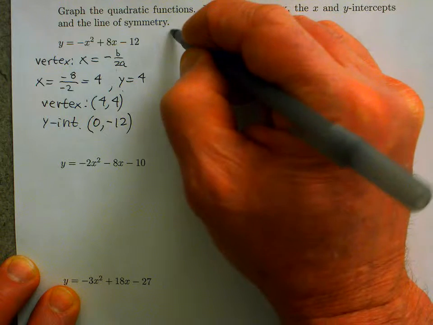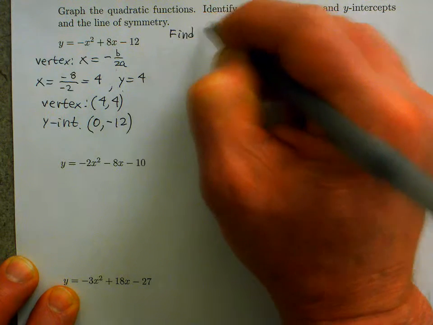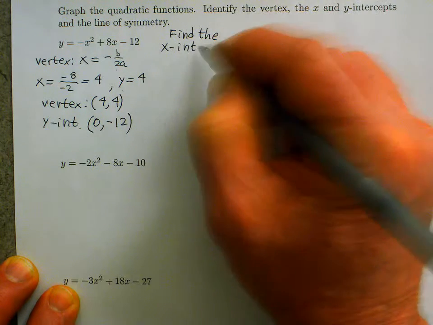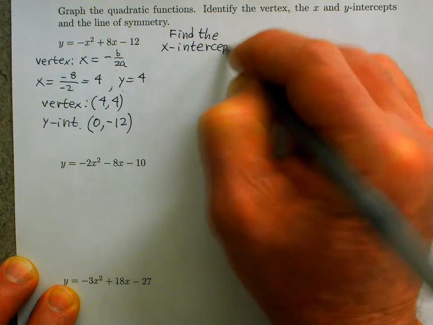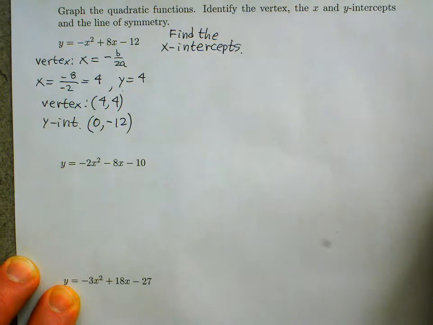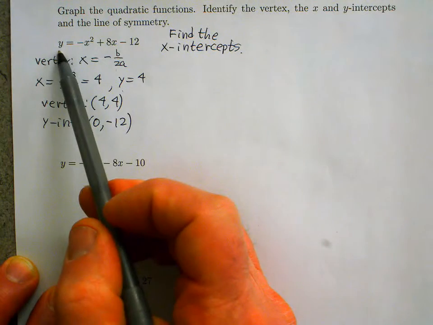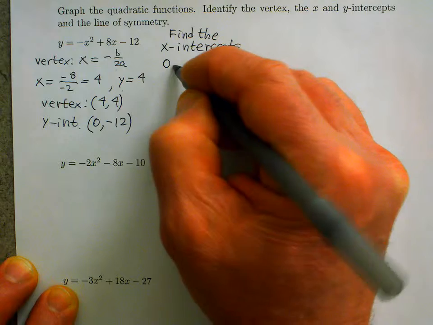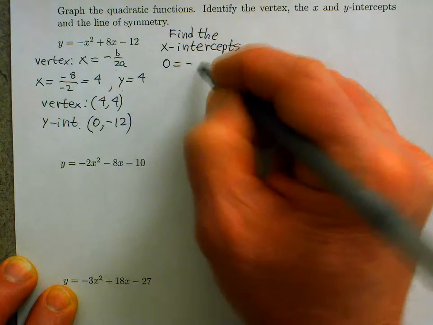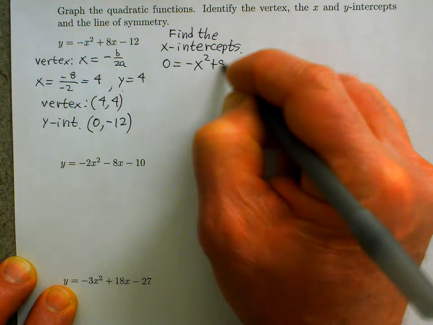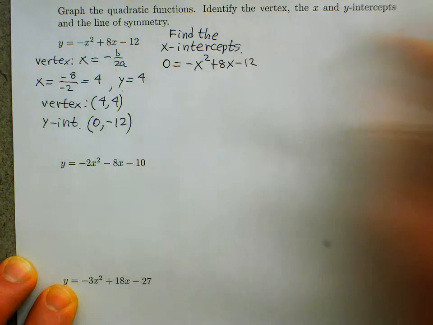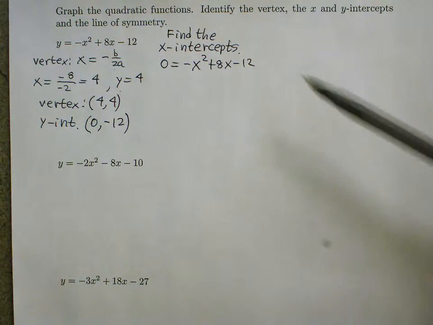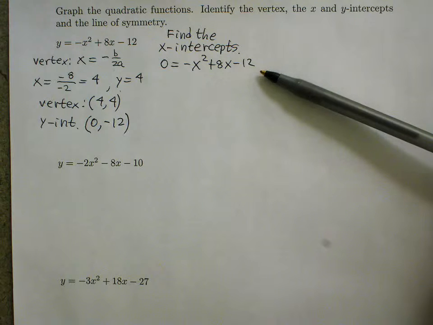Okay, let's find the x-intercepts. We always use the same method to find the x-intercepts. Replace y with 0 and solve for x. So replace y with 0, we get 0 equals negative x squared plus 8x minus 12. So we can use the quadratic formula.